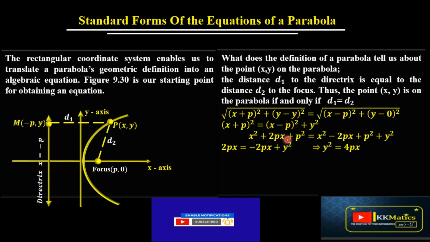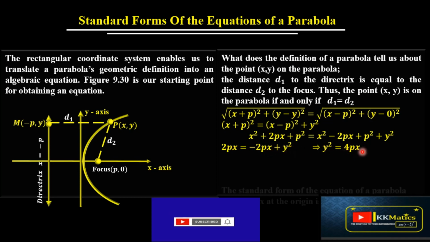And obviously we also notice that there is a minus 2px here. So it's not going to cancel, because if minus 2px comes to the left hand side, it becomes positive, and that makes it 4px. However, we have a p squared here, and we also have a p squared here. So this p squared cancels the p squared on the right hand side, and that leaves us with 2px equal to minus 2px plus y squared. Making y squared the subject, we have y squared equal to 4px.